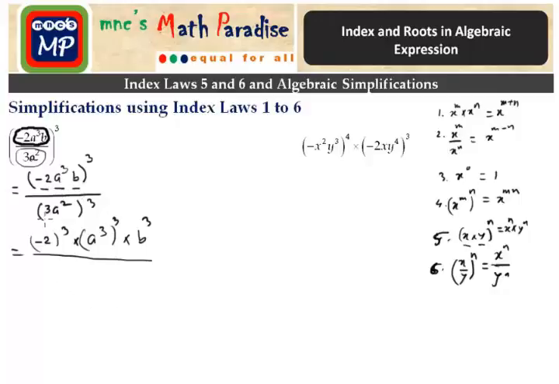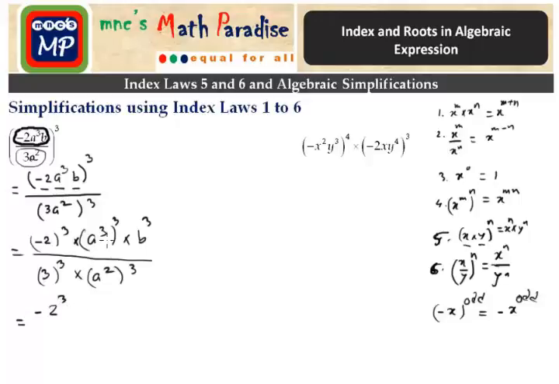Similarly in the denominator, this common power 3 will be distributed over 3 and a square. So we will get 3 to the power 3 times a square to the power 3. Now minus 2 to the power 3: we know that anything negative to an odd power will be minus, and that base to the odd power. That means minus 2 whole to the power 3 will give us minus 2 to the power 3.